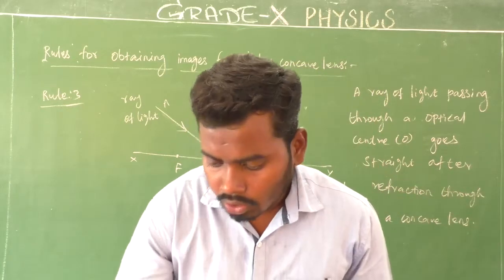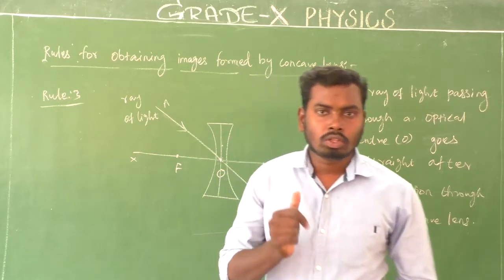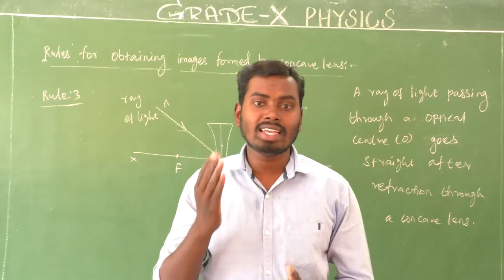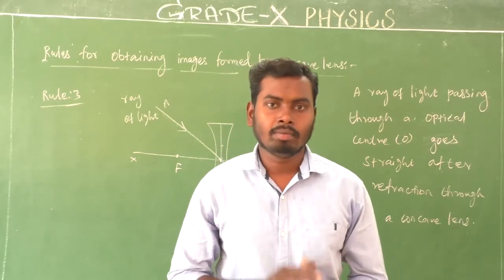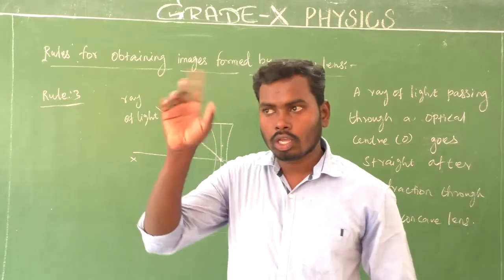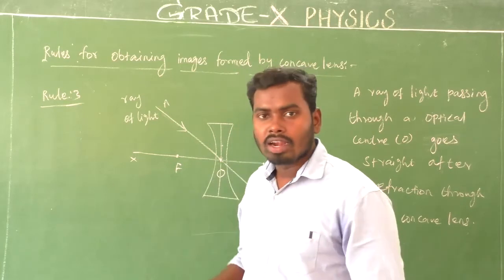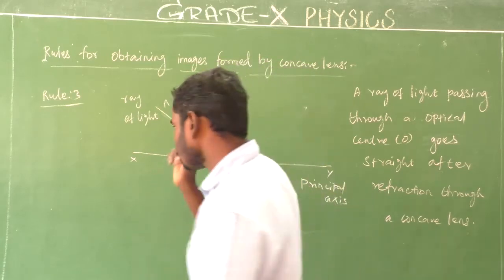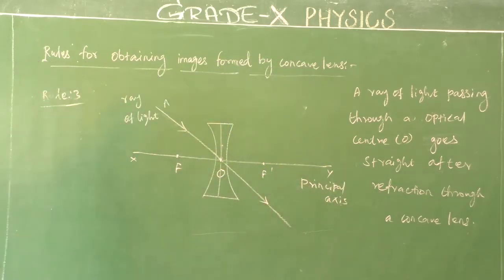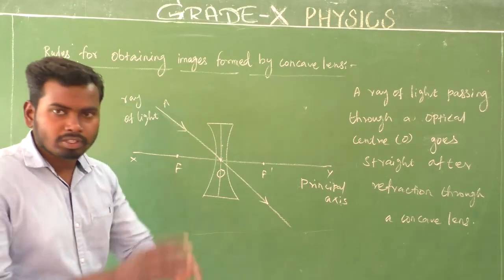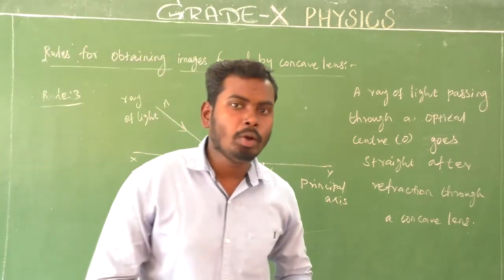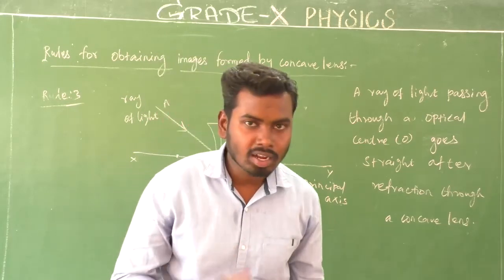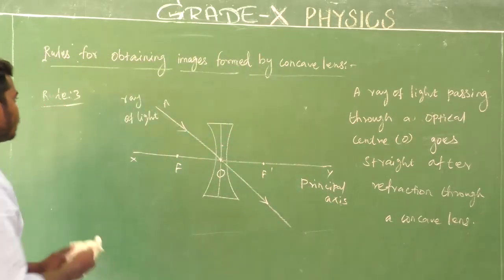Till now we have seen three rules for obtaining images formed by concave lens as well as convex lens. Is it clear? Don't forget, these three rules are very important. Then draw all the diagrams neatly in your class book notes, using a scale and pencil. With the help of these three rules, now we are going to construct ray diagrams. Ray diagrams are very important. Look at here.